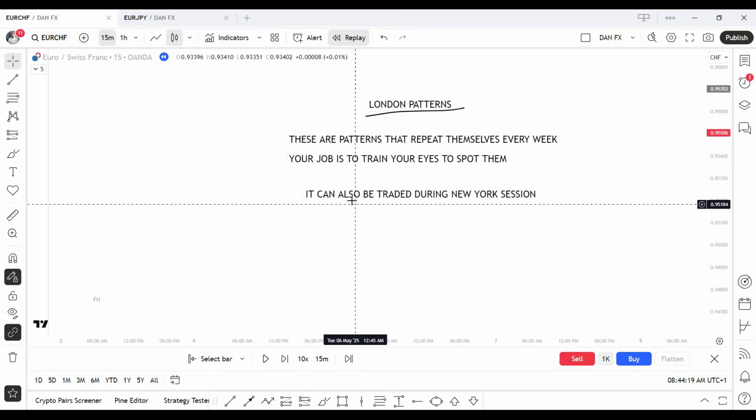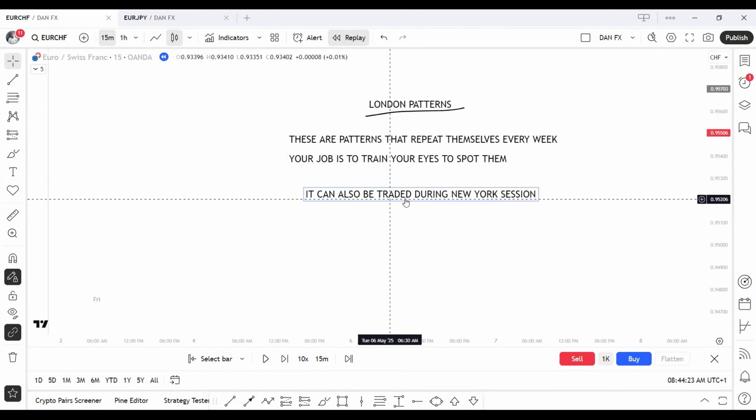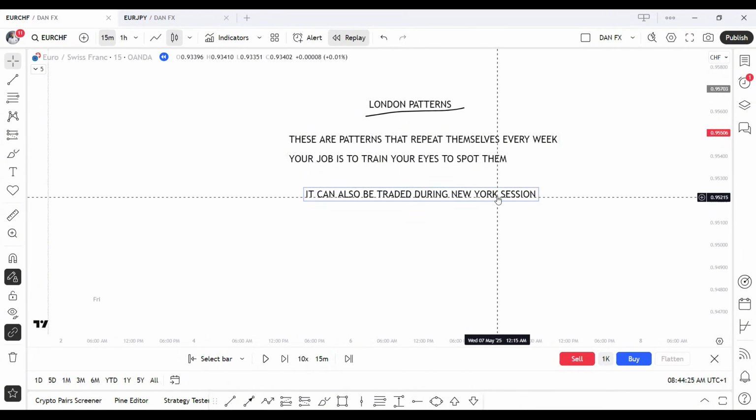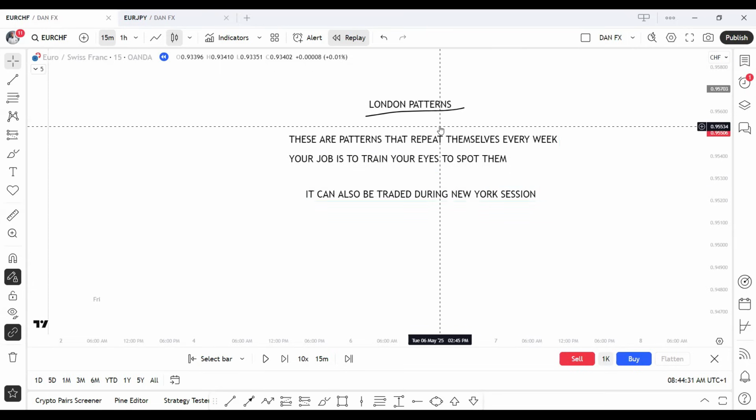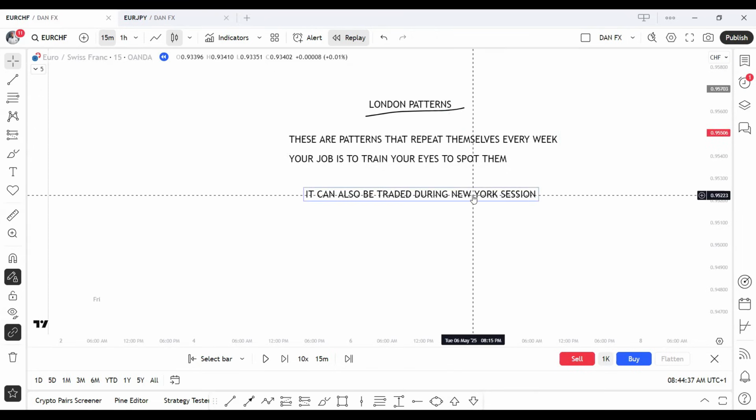Also, one thing to note about the London patterns is that you can also trade them during the New York session, because sometimes the entry is going to extend to the New York session. But the pattern starts forming at the London session. That's why it's called a London pattern. Sometimes you might see an entry during the New York session. Just a side note, right?